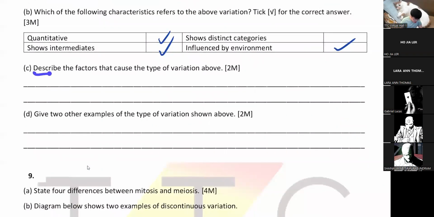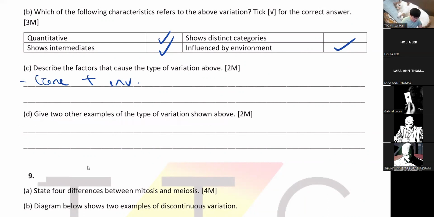So C, describe the factors that cause the type of variation. What causes this type of variation? Like I said, it is genetic plus environment. Genetic dan persekitaran. So D, give two other examples of the type of variation shown above.